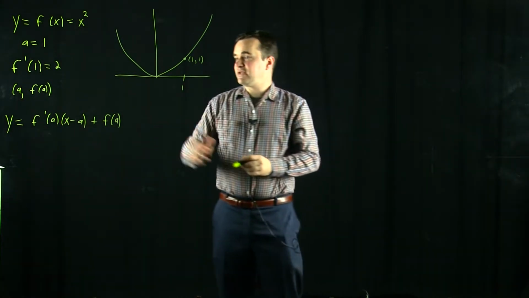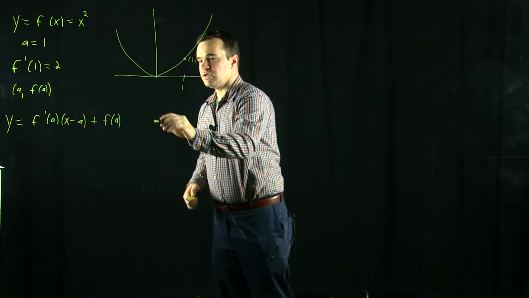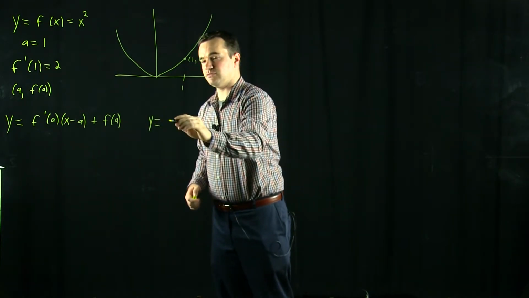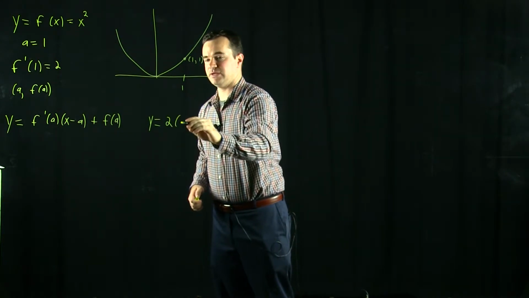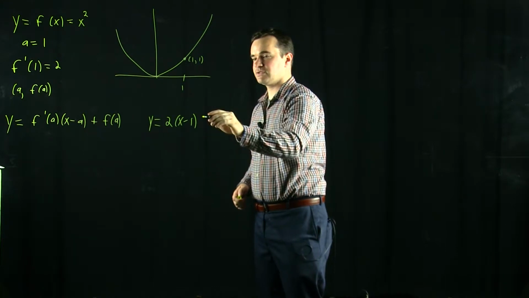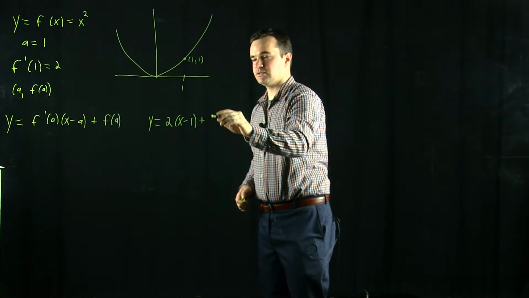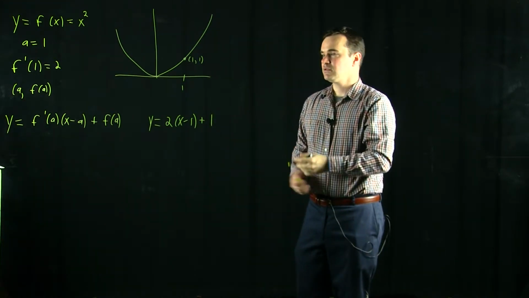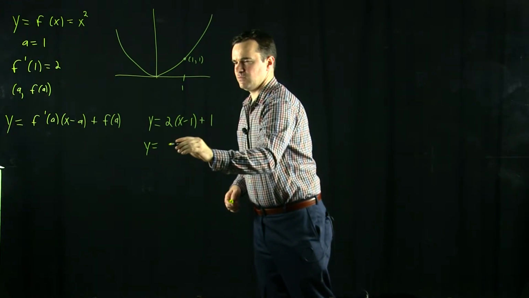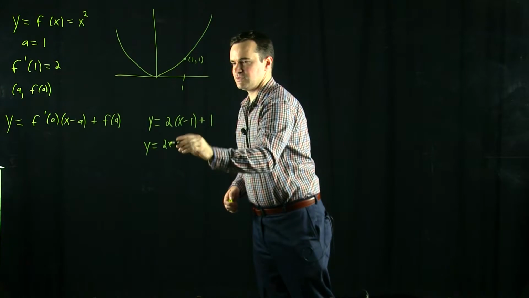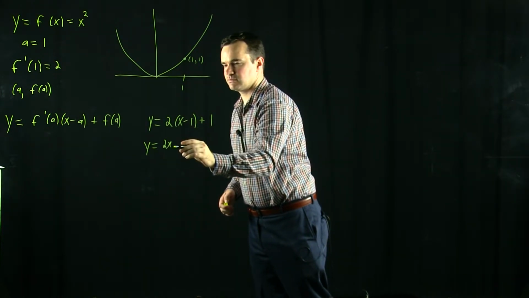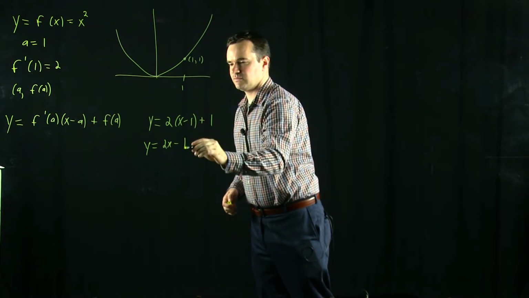So just plugging into that formula, here's what we're going to get. Let's take y equals 2, calculated the derivative to find that, times x minus 1 plus f of a. It's equal to 1. And you can expand this out if you want. Give you y equals 2 times x minus 2 plus 1. That's going to be 2 times x minus 1.